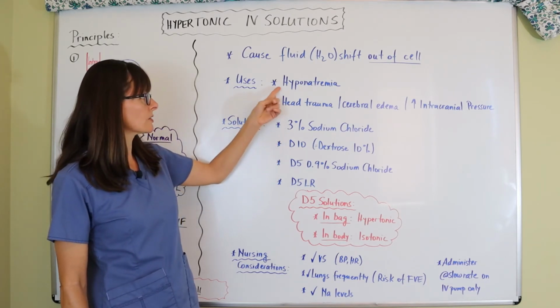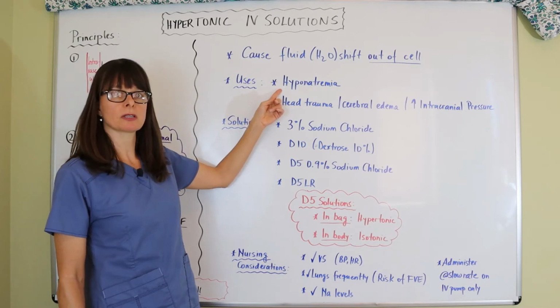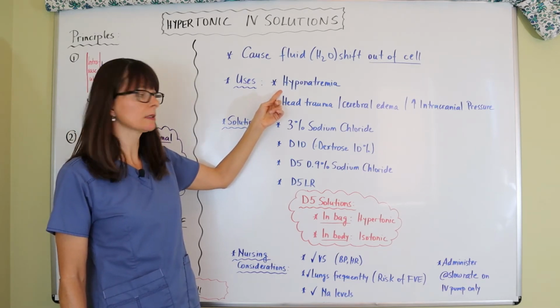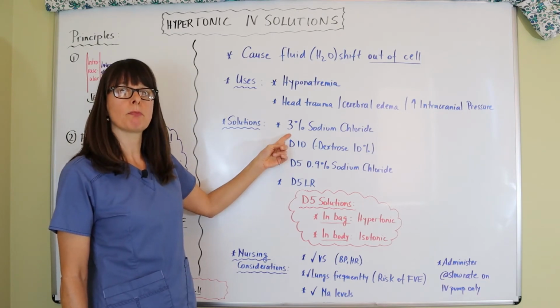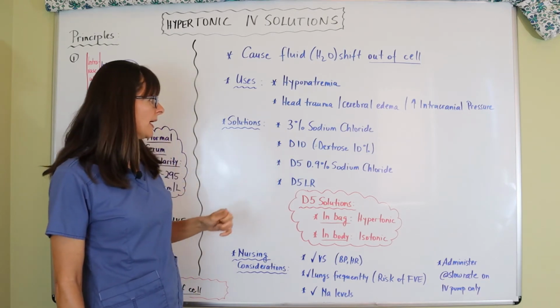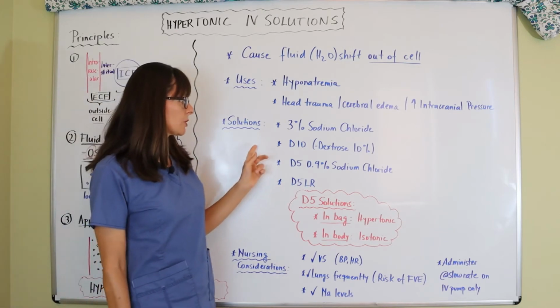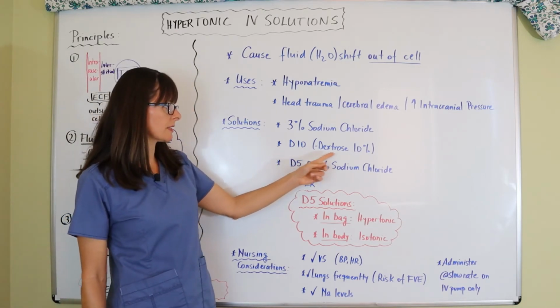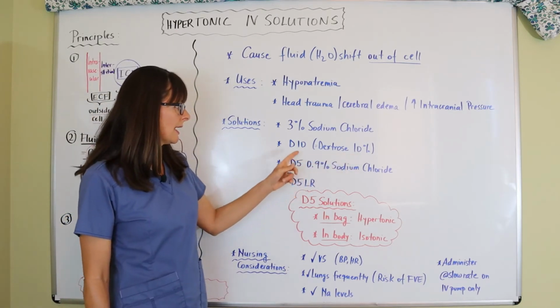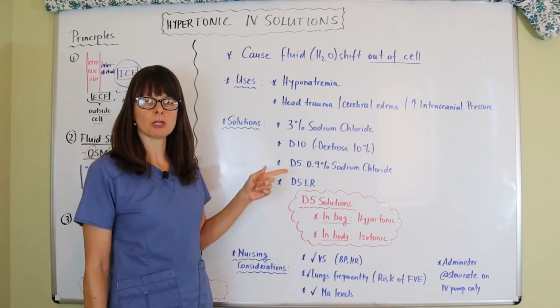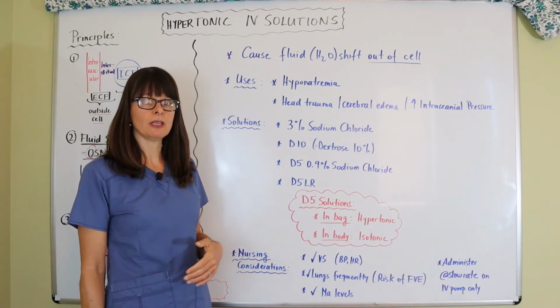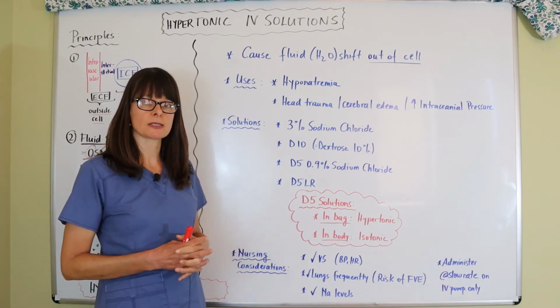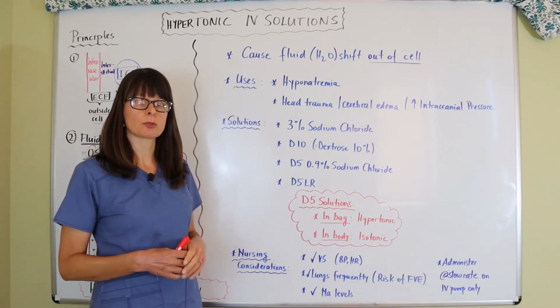So now when there's hyponatremia, when there is less or low sodium in the serum, we give the patient a higher concentration of sodium to balance that out. Another solution that is hypertonic is D10, which is dextrose 10%. And this is commonly used in patients who receive parenteral nutrition, so through the IV, because for some reason their GI system is not allowing them to absorb nutrients.